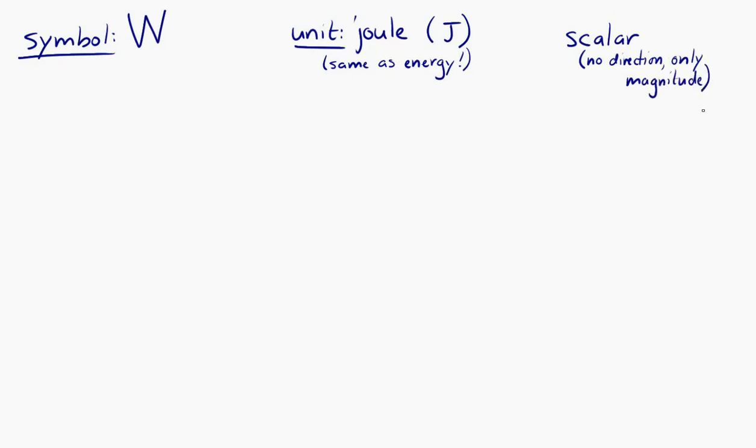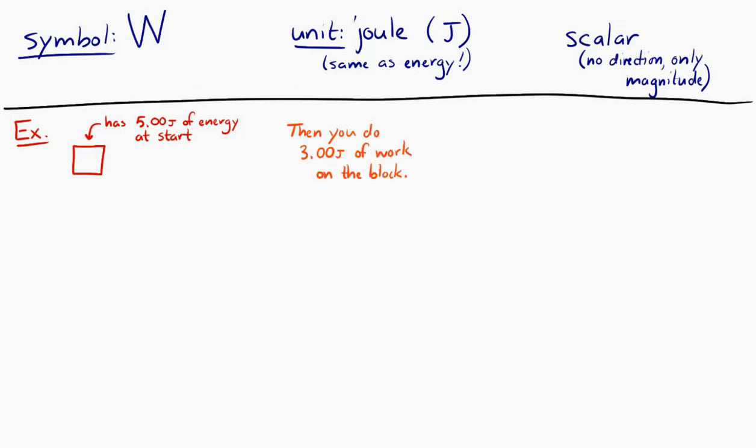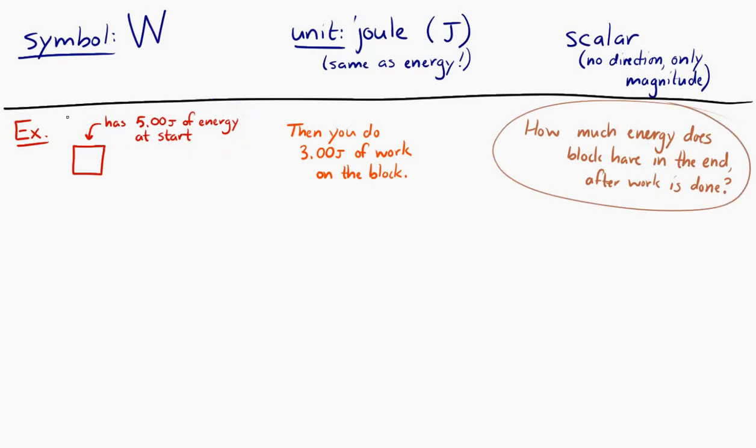Now let's take a look at a couple introductory examples about work. Let's say that you have a block, and that block has 5 joules of energy to begin with. Then you come along, and you do 3 joules of work on the block. How much energy does the block have at the end, after you do the work? Well, the block started out with 5 joules of energy. I don't know what kind of energy, but that doesn't really matter. All it is is 5 joules of energy.